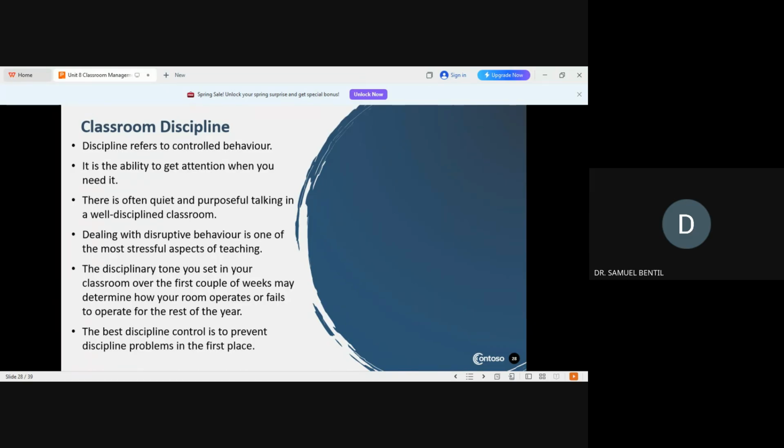The next thing we want to touch on is classroom discipline. Classroom discipline refers to controlled behavior, things you put in place in order to control certain behaviors of the learners. So it is the ability to get attention when you need it. And there is quite often a purposeful talking in a well-disciplined classroom.